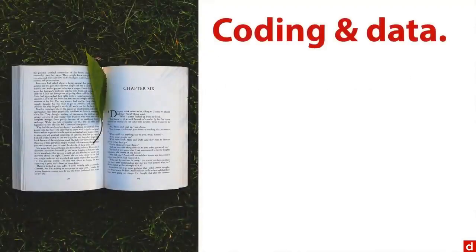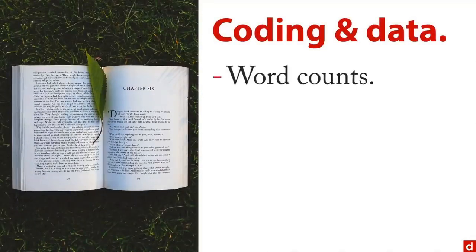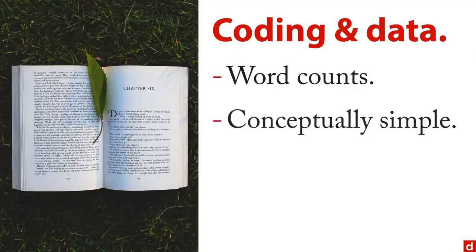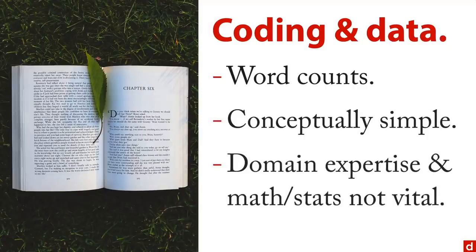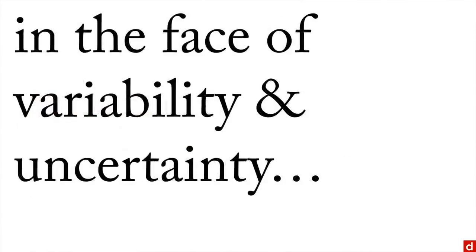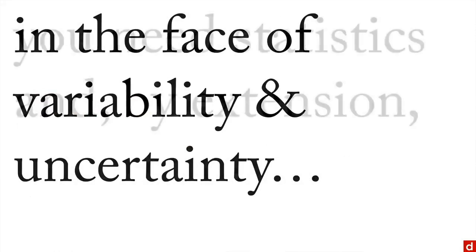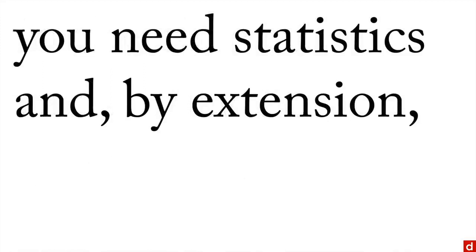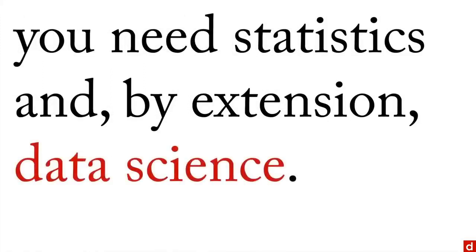Now, coding and data gets a little more complicated. So for instance, there's word counts where you take a book or a whole collection of books, you take the words and you count how many there are in there. Now, this is a conceptually simple task, and domain expertise and really math and statistics are not vital, but to make valid inferences and generalizations in the face of variability and uncertainty in the data, you need statistics. And by extension, you need data science.